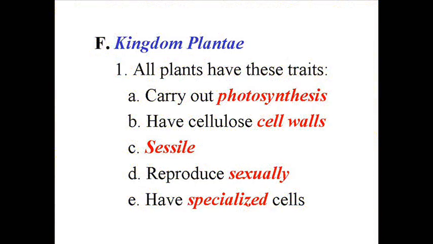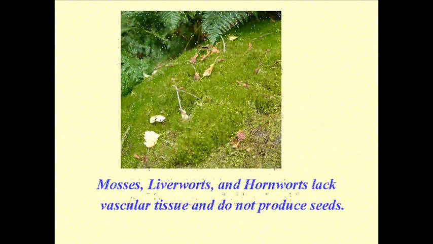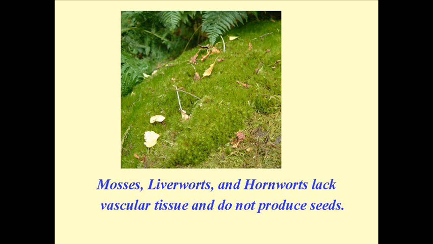Now the last group is one I know you're all familiar with, the plant kingdom. Now again, plants, they're all put in this group because they have certain traits. One, they carry out photosynthesis. Two, they have cell walls that are made of a compound called cellulose. They're sessile. They don't move around. They reproduce sexually, okay, in a variety of different ways, producing a variety of offspring. And they were also multicellular with specialized cells.